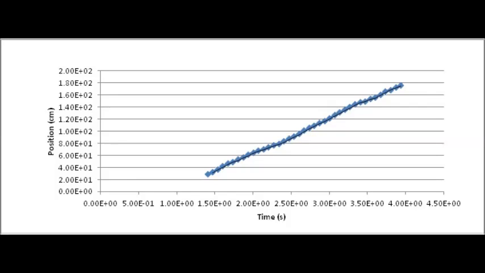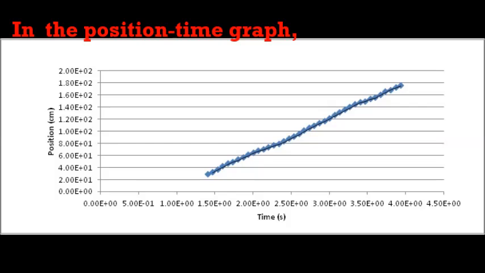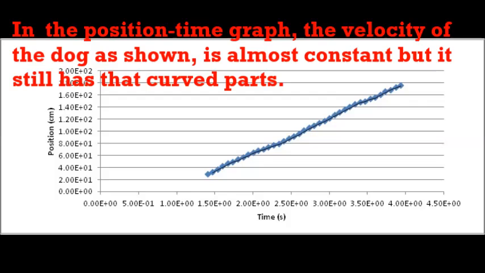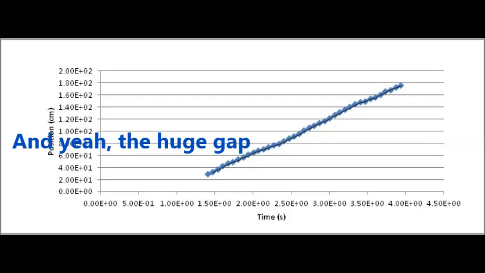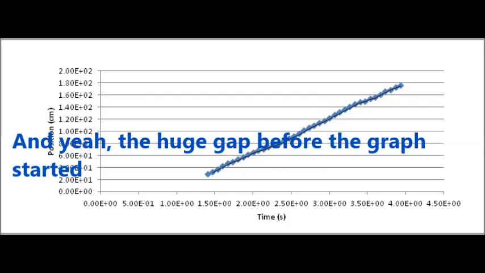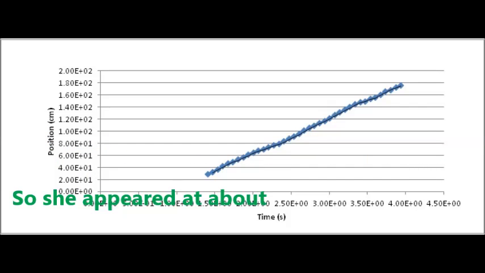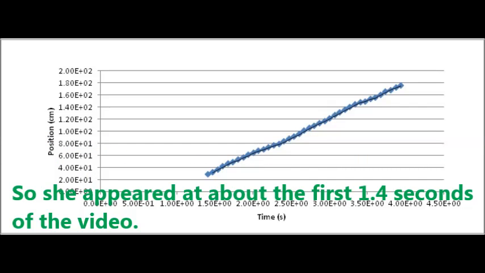First, let me explain the position time graph. In the position time graph, the velocity of the dog, as shown, is almost constant, but it still has those curved parts. And the huge gap before the graph started was because the dog wasn't present in the video yet. She appeared at about the first 1.4 seconds of the video.